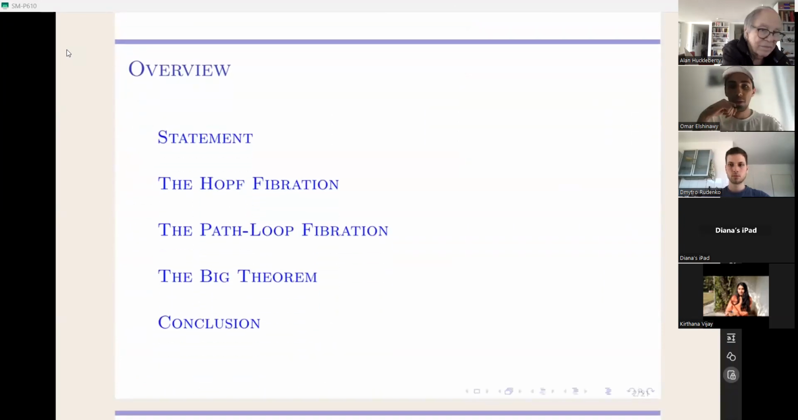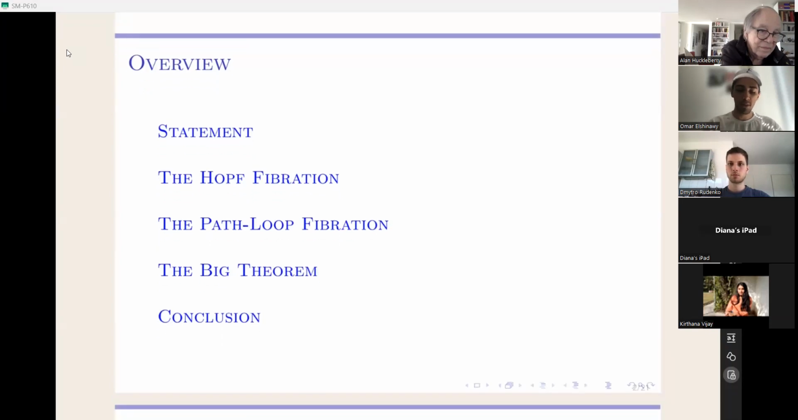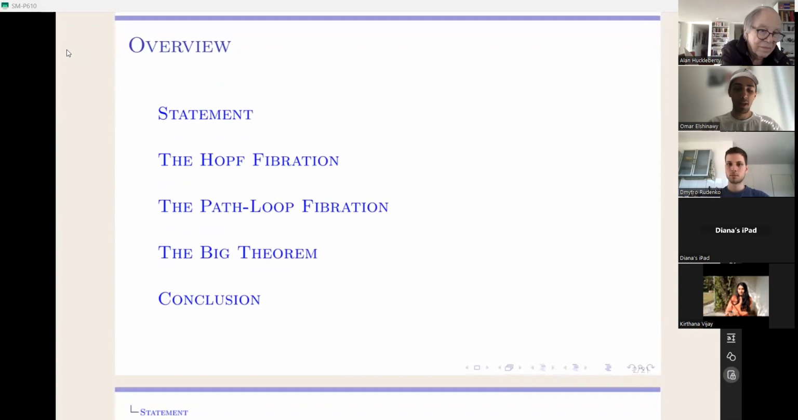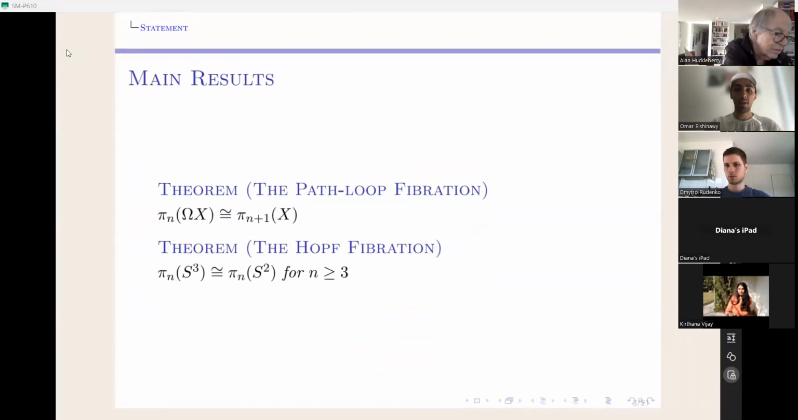So here I have an overview. The goal of this talk is to give you an overview of the main results that were covered, and hopefully that will be enough for you to discover more details and intricacies that we won't have the time to cover. So the two main results are, of course, related to fibrations.